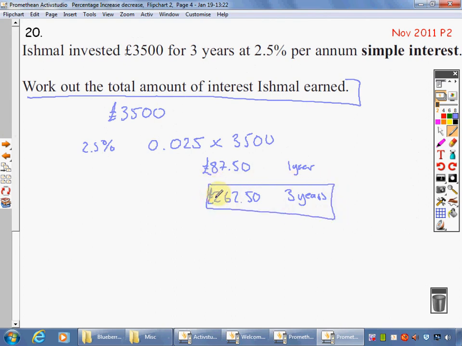There we go. Be careful, because sometimes they will ask you for what his original lump sum has become worth, in which case I'd have to add that £262.50 onto my 3,500. I hope that's been helpful to you in terms of doing some percentage increase and decrease. Just remember, the words increase and decrease are vital. Increase means add it on, and decrease means take it off.